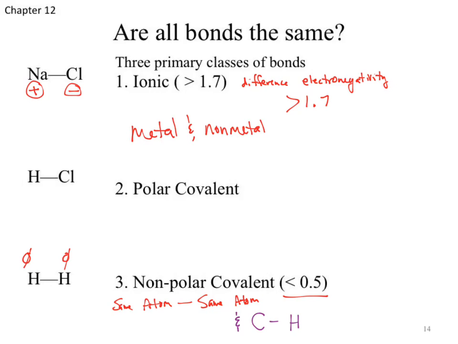Okay, so we've got a definition now for our ionic bonds, and we have a definition for our nonpolar covalent bonds. How do we figure out our polar covalent? That's a nice simple answer. Everything else that didn't fit in that section.